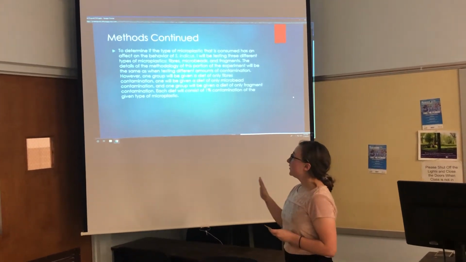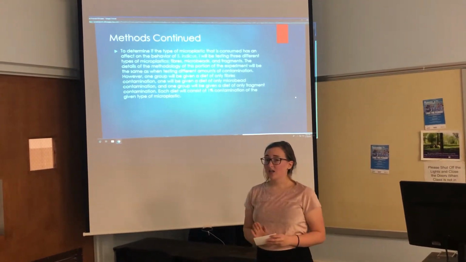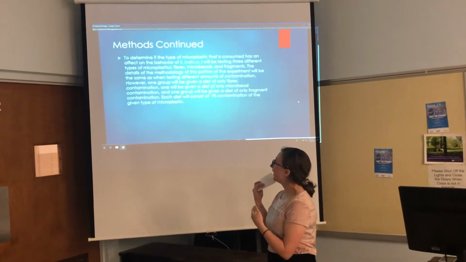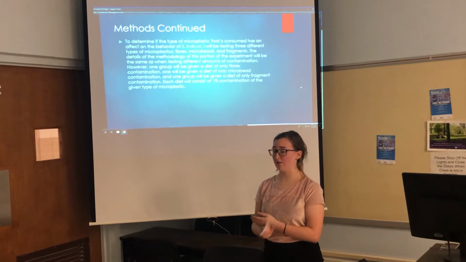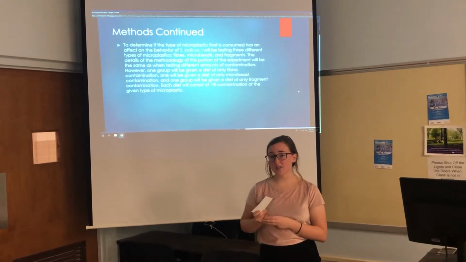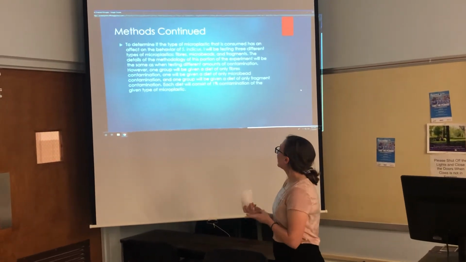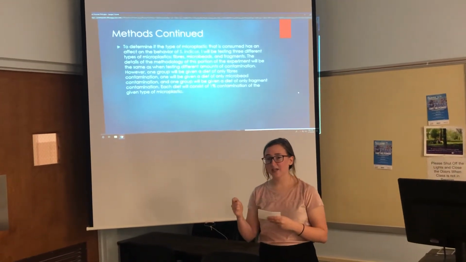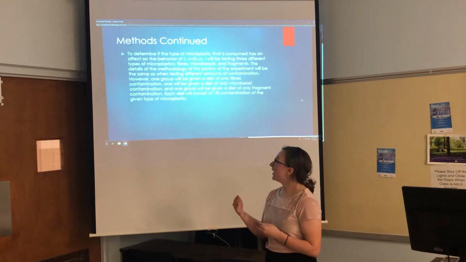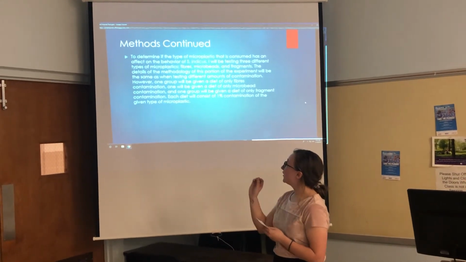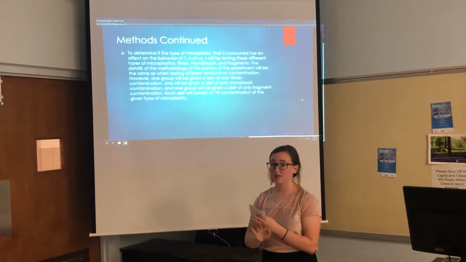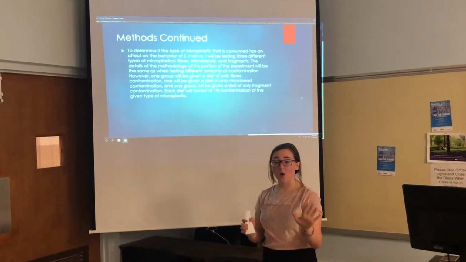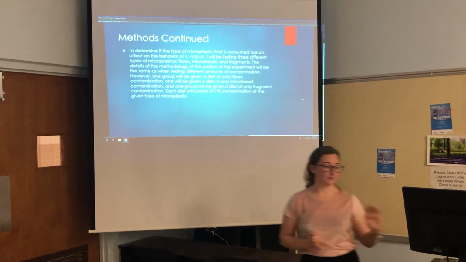In the second part of the experiment, we'll be doing the same exact thing. However, we'll be testing whether or not microplastic type will have an effect on the behavior. The 3 types of microplastics we're testing are fibers, microbeads, and fragments. We'll be recording them and tagging them just the same. However, we'll be giving them a diet of either fibers, microbeads, or fragments indefinitely. So one group will have one, another the next, and another the last.